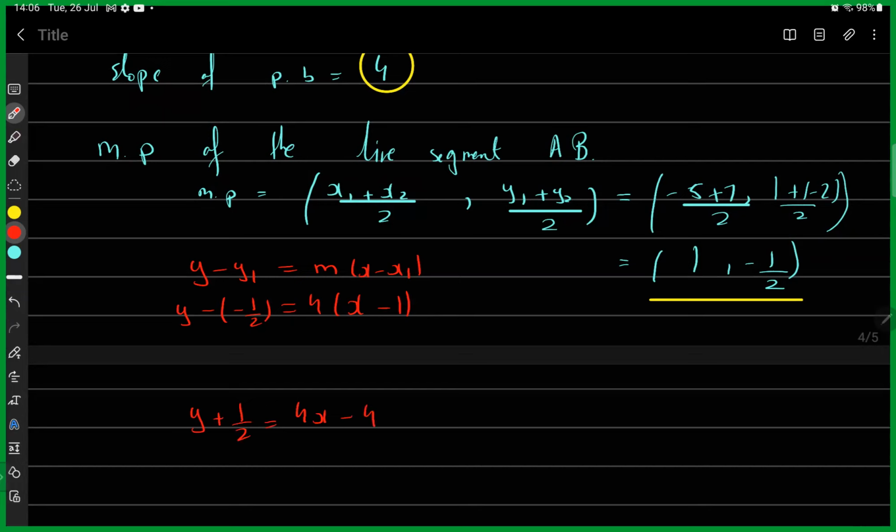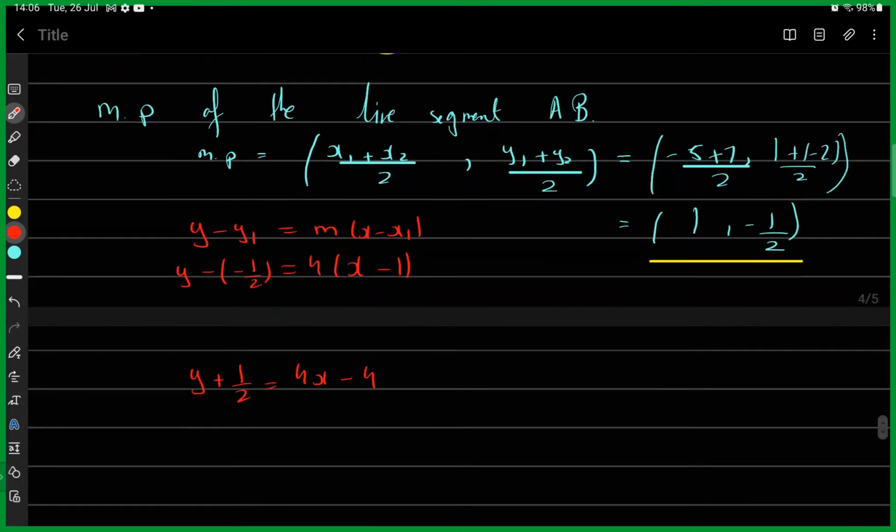And after simplifying this entire thing, I am going to get y equals 4x minus, so we have minus 4 minus 1 by 2, it would become minus 4.5 or minus 9 by 2. It's completely your choice. Okay, this is going to be the answer.